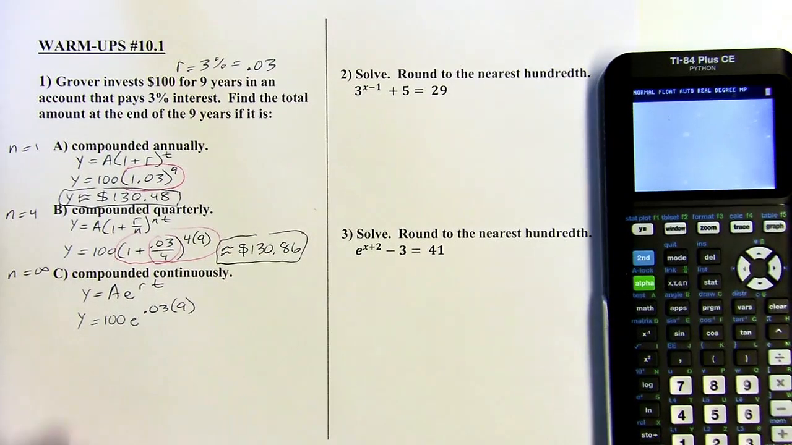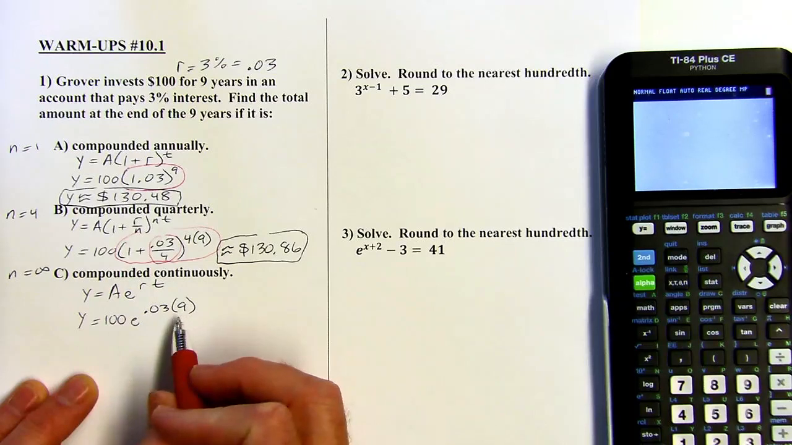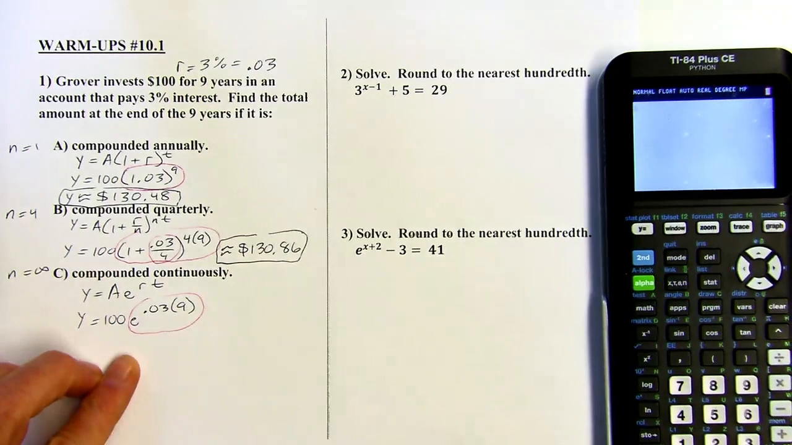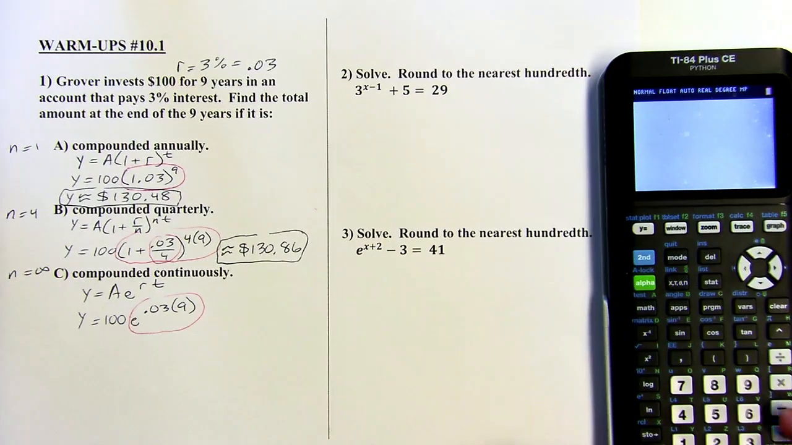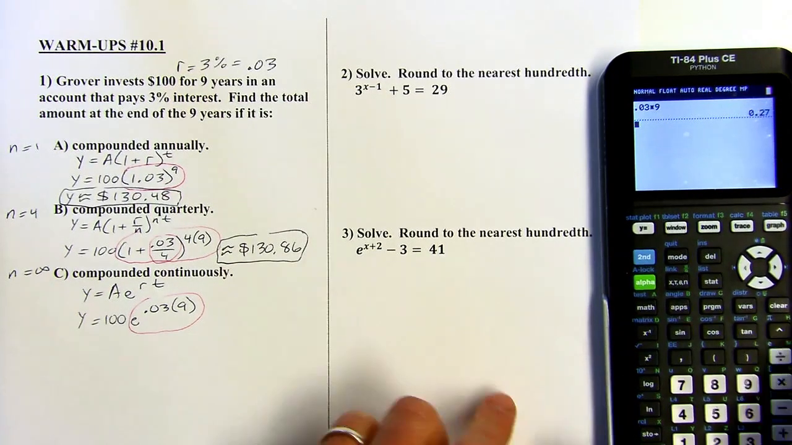Okay, so I'm again not gonna raise 100e to that exponent. I'm gonna raise e to the exponent, then multiply by 100. All of these, the last thing you're doing is multiplying by 100. Okay, so I'm gonna sort out what 0.03 times 9 is. That's 0.27. Okay, so I'm gonna do e raised to the 0.27. So there's 2 places where the e button is.